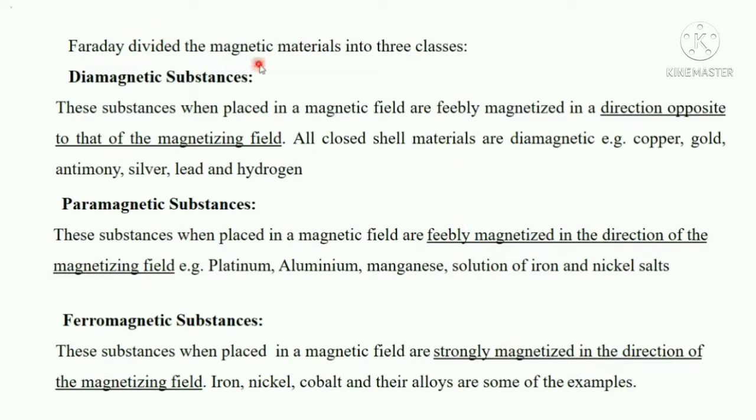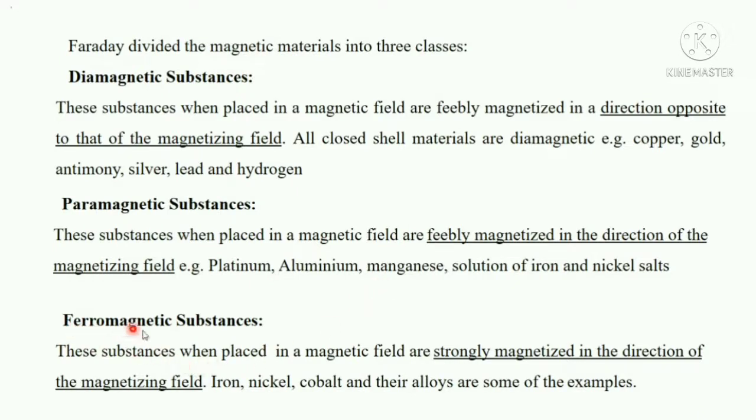Faraday divided the magnetic materials into three classes. The diamagnetic substances. These are the substances which, when placed in a magnetic field, are feebly magnetized in a direction opposite to that of the magnetizing field. For example, copper, gold, antimony, silver, lead, hydrogen, etc. Then paramagnetic substances. These are those substances which, when placed in magnetic field, are feebly magnetized in the direction of the magnetizing field. Platinum, aluminium, manganese and solutions of iron and nickel are some of its examples.